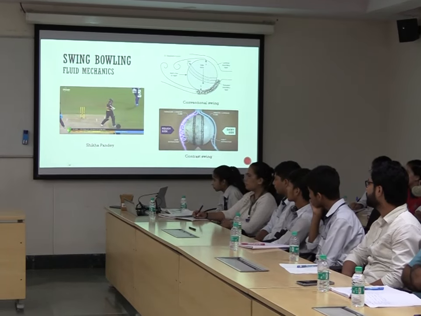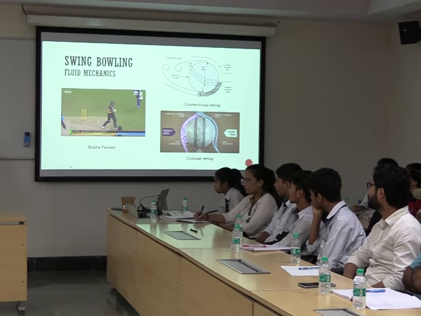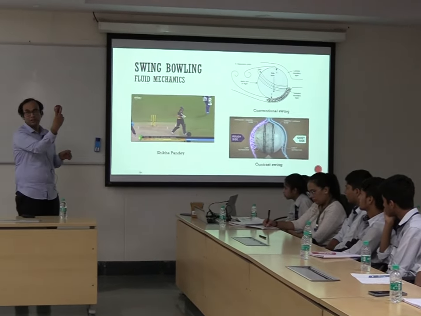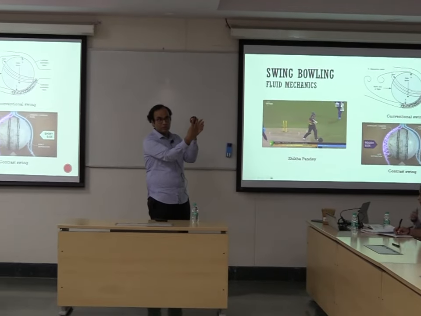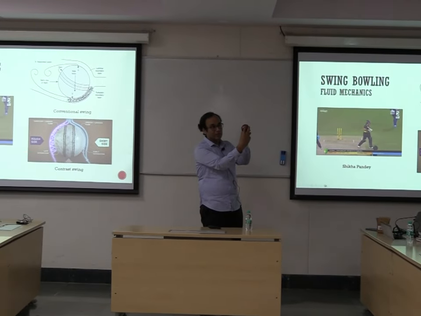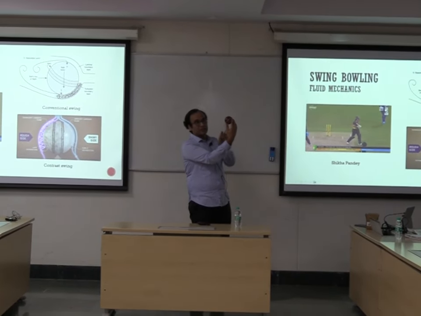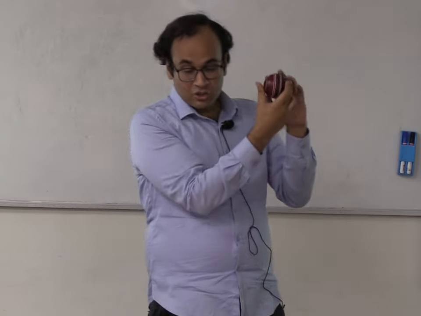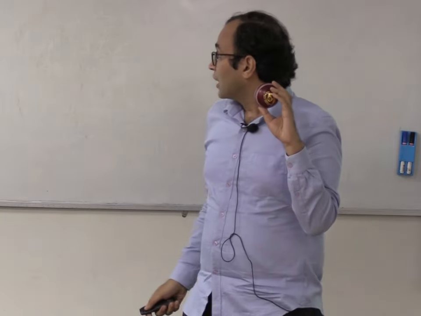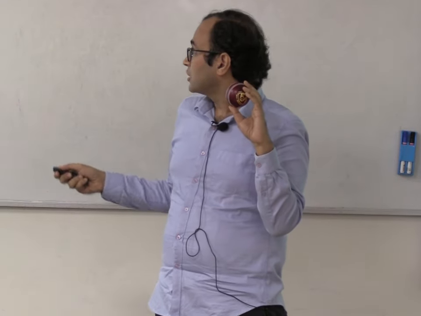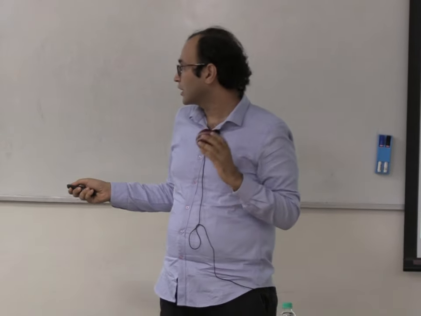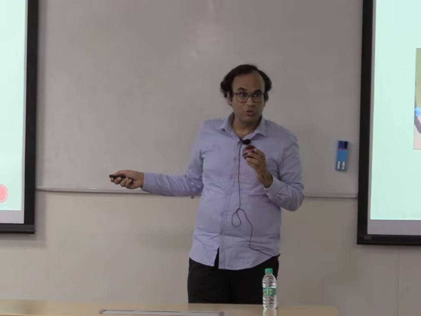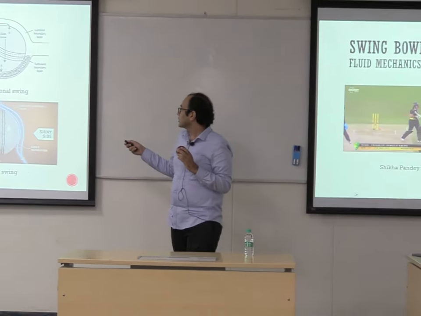The way this bowler has released the ball is not vertical. What she and the rest of the bowlers in the earlier part of the game do is release the ball in this position. It's not inclined like this. That is called a conventional swing, and this is called a contrast swing. Contrast because there is a contrast between the two sides of the ball, and conventional swing is this.